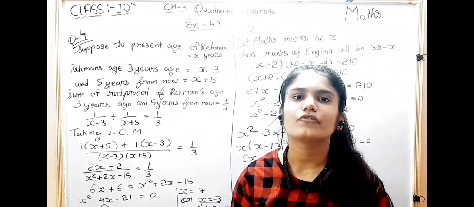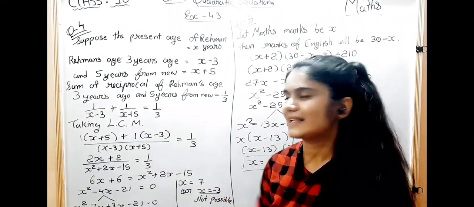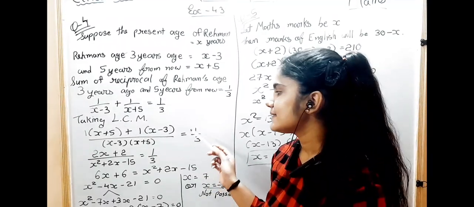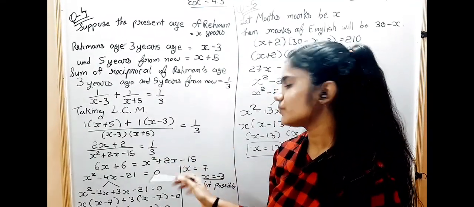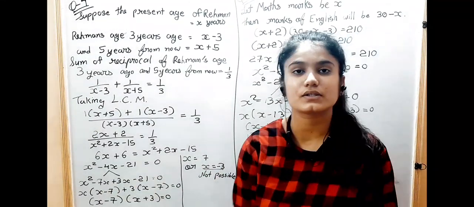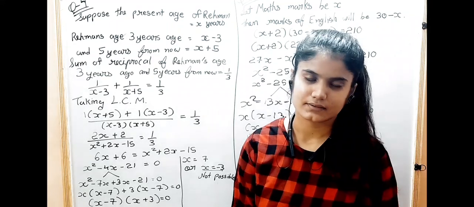By bringing it in the form of an equation, we get 1 upon x minus 3 plus 1 upon x plus 5 is equal to 1 upon 3. By taking LCM and cross multiplication, we form the quadratic equation x square minus 4x minus 21 is equal to 0. By factorization method, we will find the roots of x.